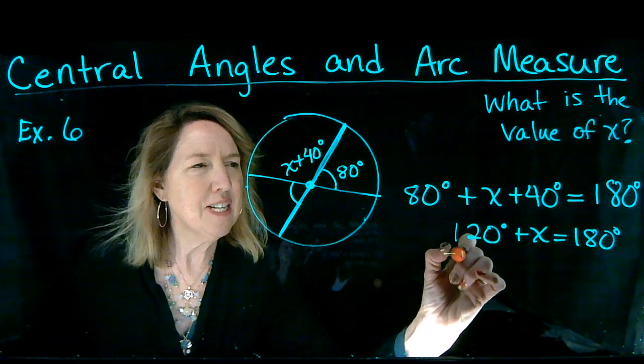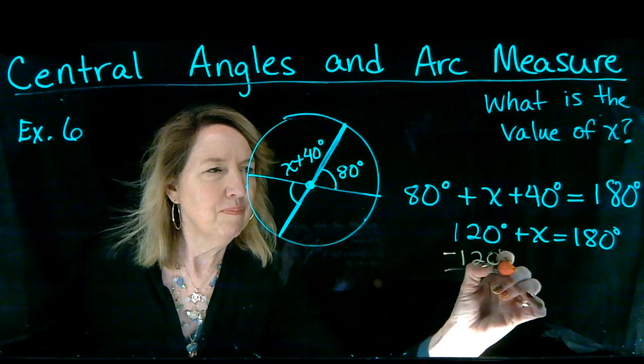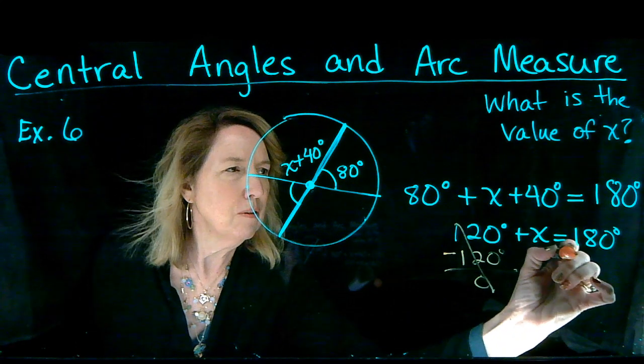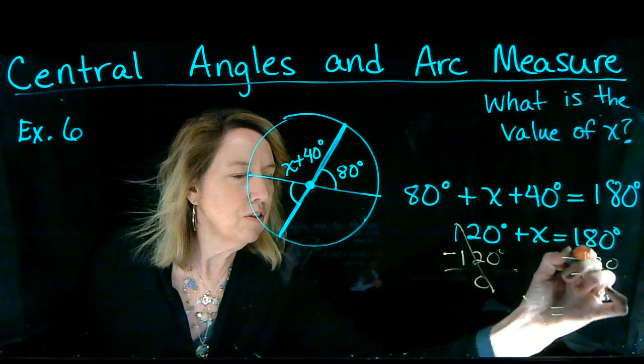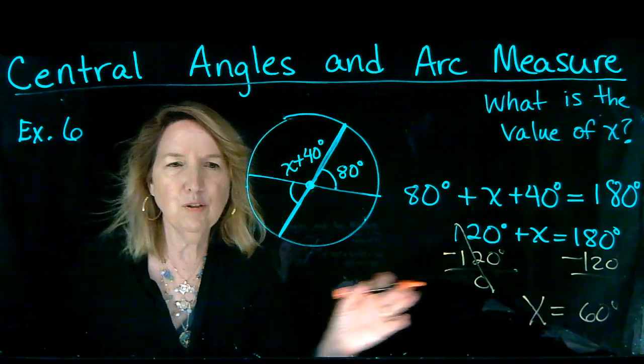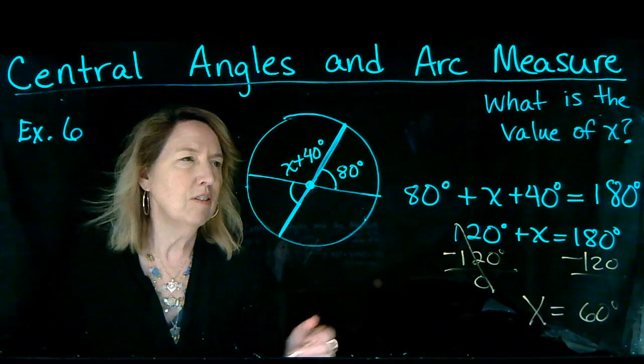So you take 120 so that it disappears, and you bring down the results, and it tells you the answer. X is 60 degrees.